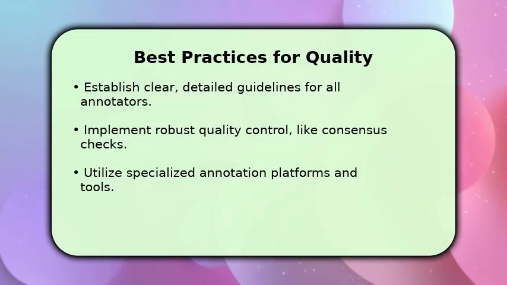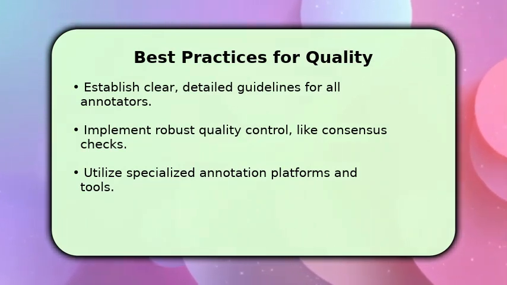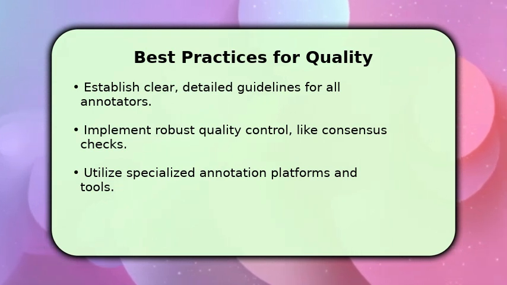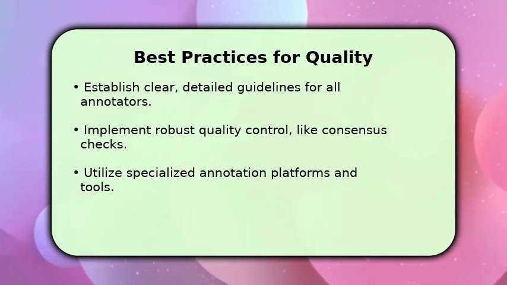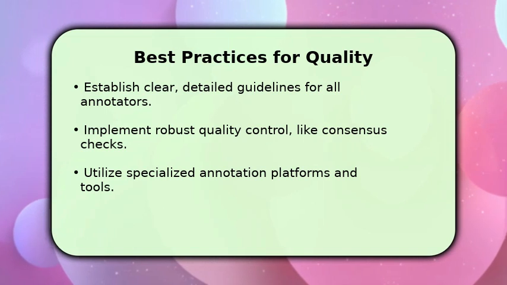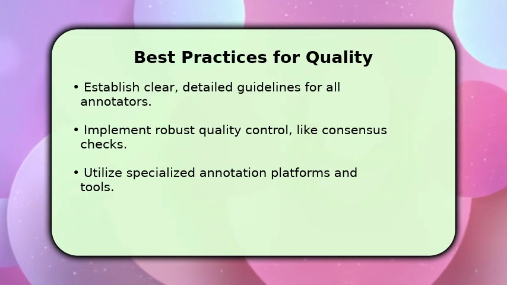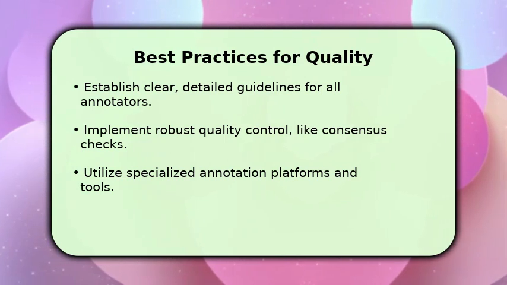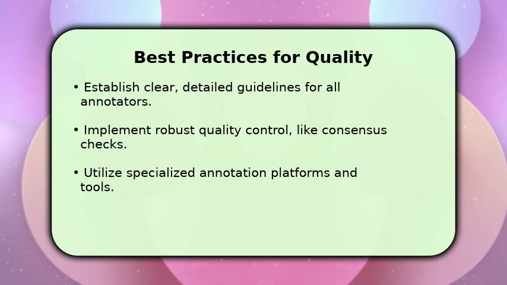To ensure high-quality annotated data, several best practices are essential. First, create clear and comprehensive guidelines for your annotators, leaving no room for ambiguity. Second, implement strong quality control measures, such as having multiple annotators label the same data and then resolving discrepancies. Third, leverage specialized annotation platforms that offer efficient tools for various data types. Finally, provide ongoing training and constructive feedback to your annotation team to continuously improve their accuracy and consistency.